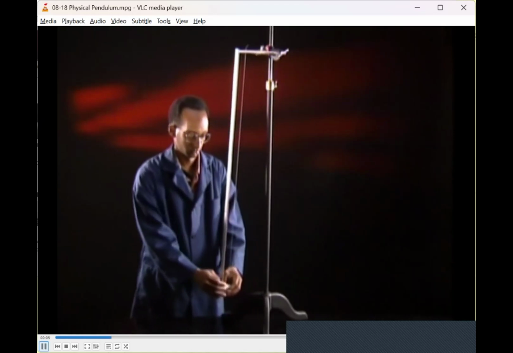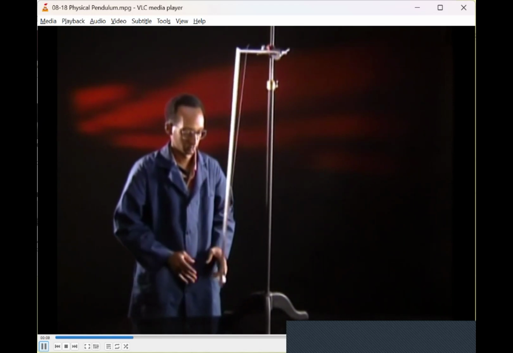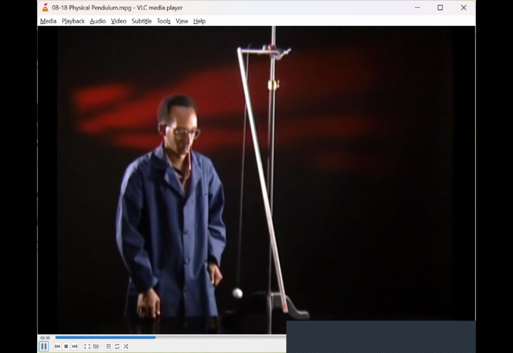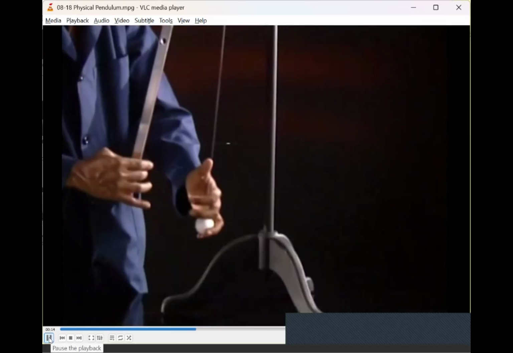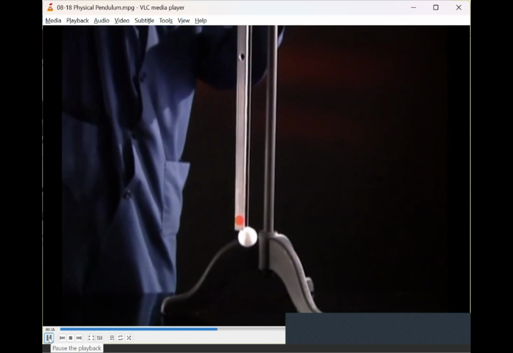So that it swings like a pendulum. If we compare the period of this physical pendulum with that of a conventional pendulum made of a string and mass, we see that the physical pendulum has a shorter period.